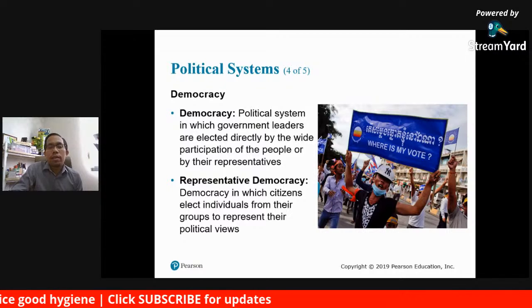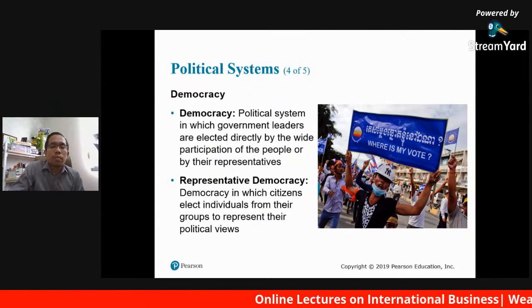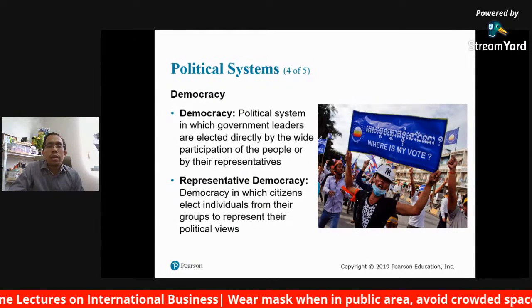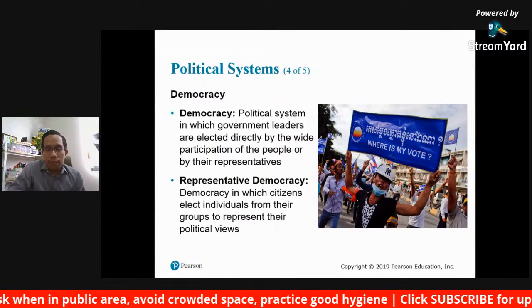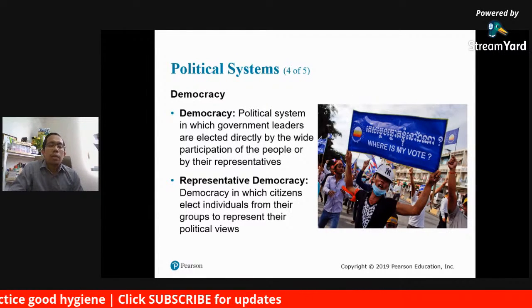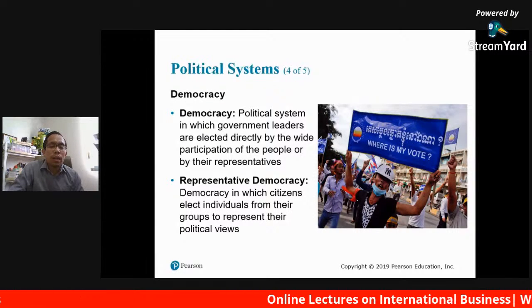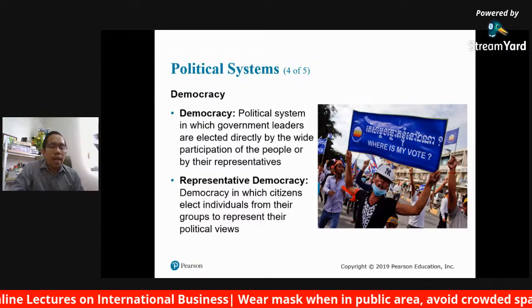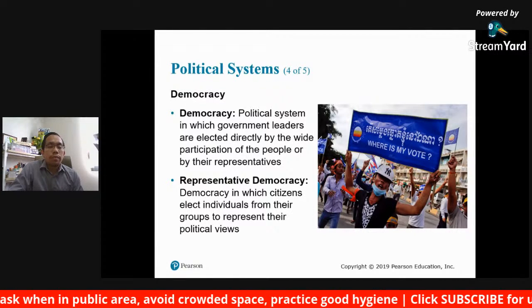Another one we call democracy. Democracy is a kind of system which allows government leaders to be elected directly by the wide participation of the people or by their representatives. In Malaysia, as an example, we practice representative democracy, where we vote for the people who will carry our voice and fight for our needs and demands.